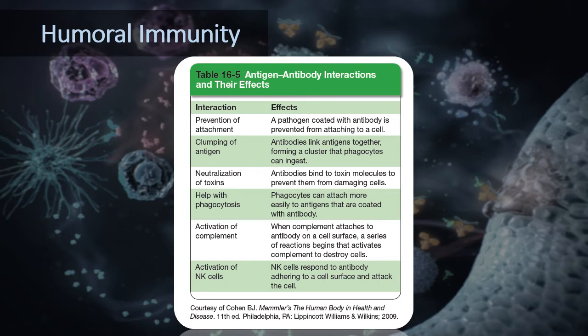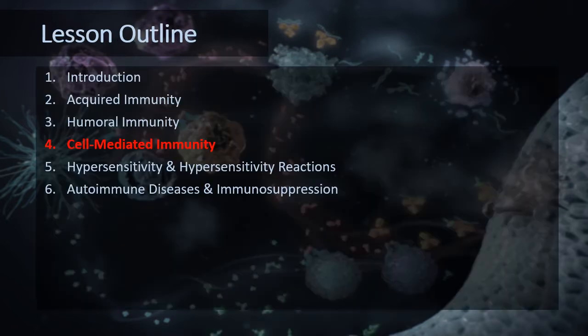We have also activation of complement. When complement attaches to antibody on a cell surface, a series of reactions begins that activates complement to destroy cells. And lastly is the activation of the natural killer cells, where natural killer cells respond to antibody adhering to a cell surface and attack the cell, thereby lysing the cell. And that was all for the humoral immunity. We now proceed to the cell-mediated immunity.